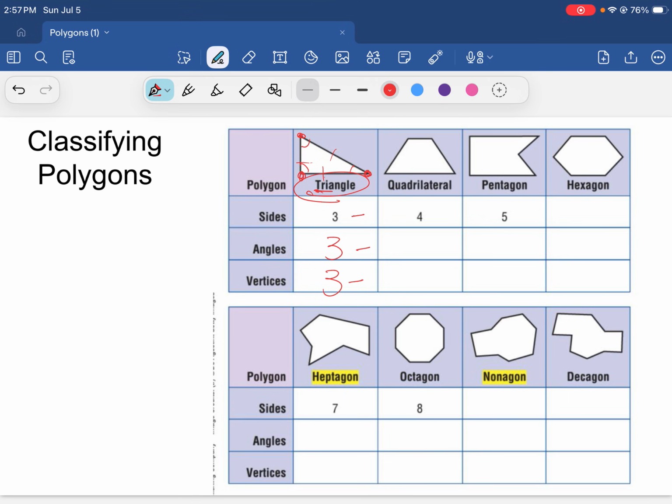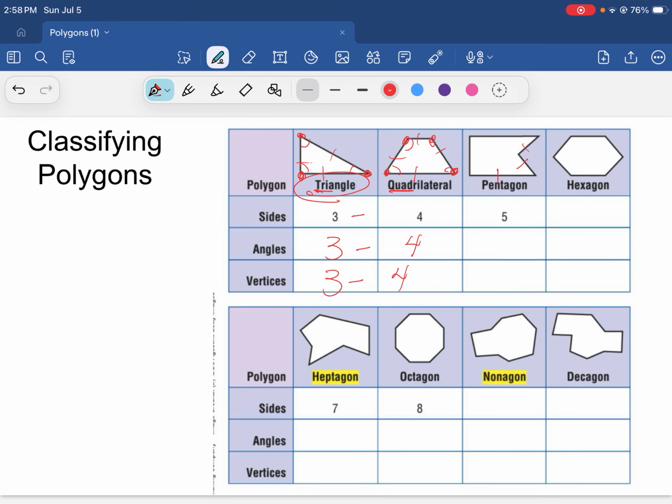Tri means three. The next shape is a quadrilateral. It has four sides. It has four angles, and it has four vertices. Because it has four sides, four angles, and four vertices, we call this a quadrilateral. Quad meaning four.